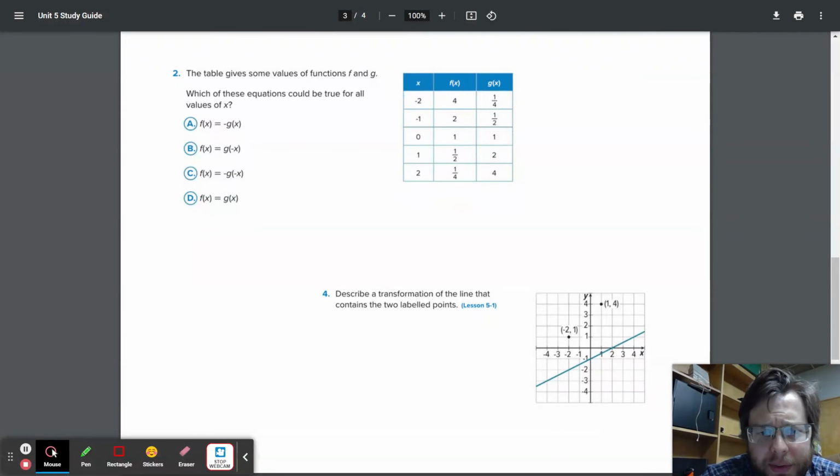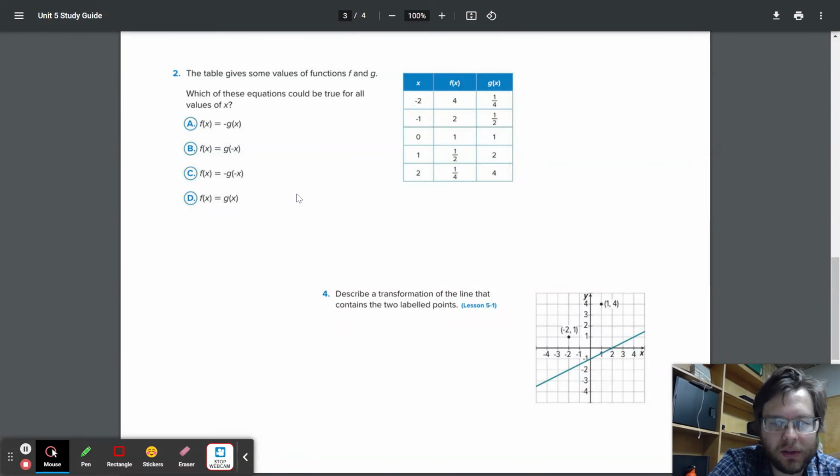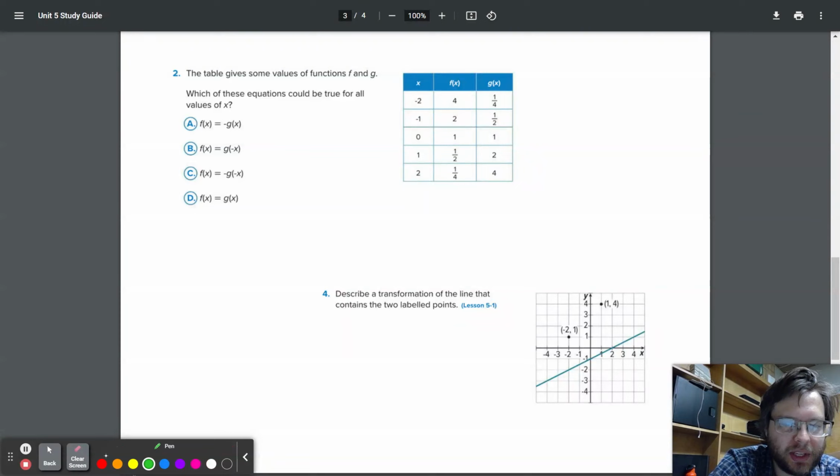Okay, now we have a table with some f and g things. Which of these equations could be true for all values of x? So I'm noticing here, let's see, let's try to write out a couple statements.